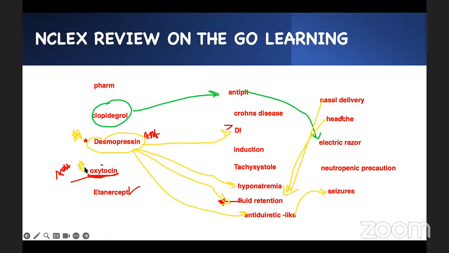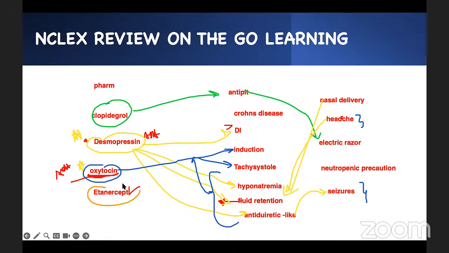Now, let's take Pitocin. Pitocin is used for induction. It can cause tachysystole. It has ADH-like symptoms, so all this will happen to that. You will go to Pitocin. You see? And then the last one, before I get out of here, etanercept is used for Crohn's disease, right? And because of that, neutropenic precaution.